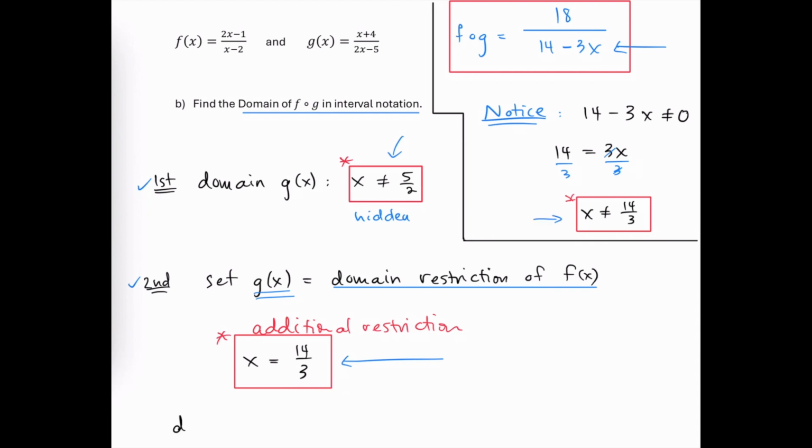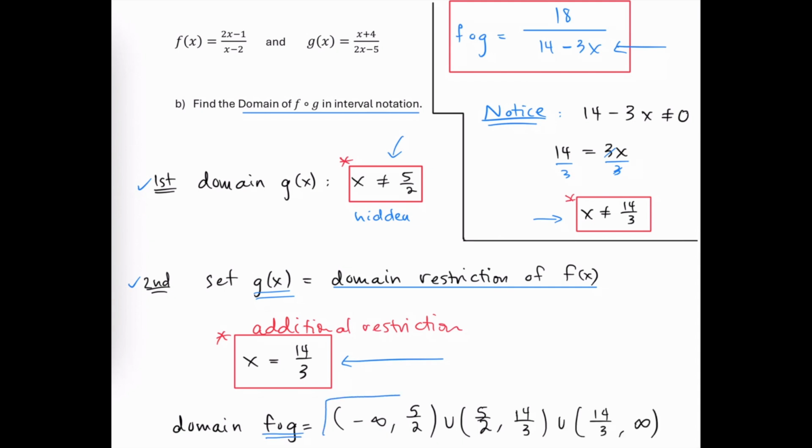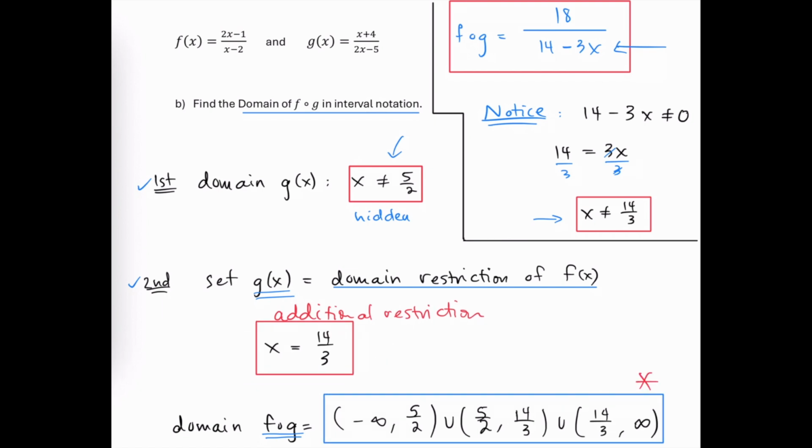We take these two restrictions together to come up with the domain of the composite function in interval notation, which is to start at negative infinity, and the first restriction that we get to is 5 halves. We'll leave out 5 halves and then go to 14 thirds. We have to also leave out 14 thirds and then finish out at positive infinity. And so this is our final answer for the domain of this composite function.